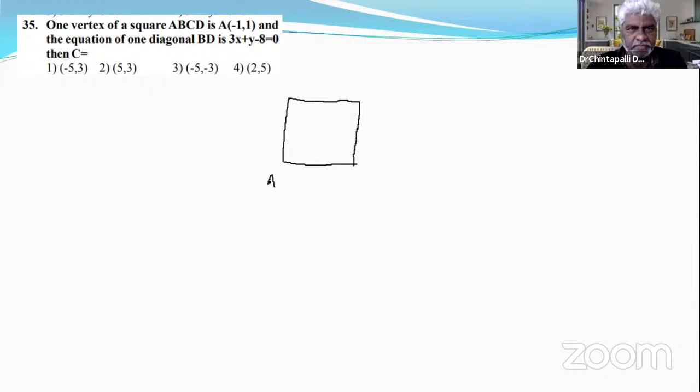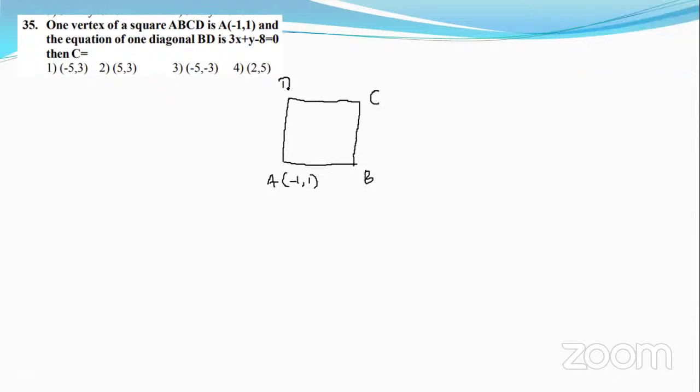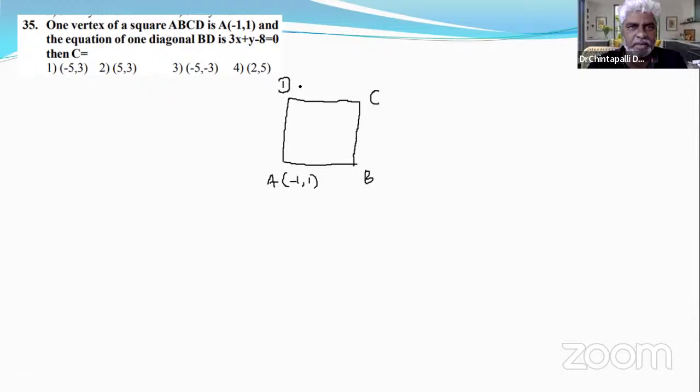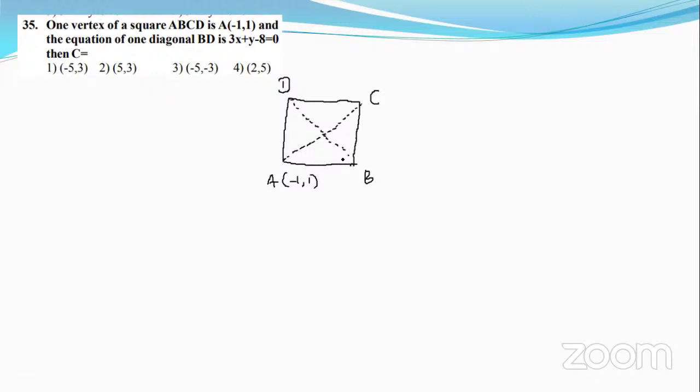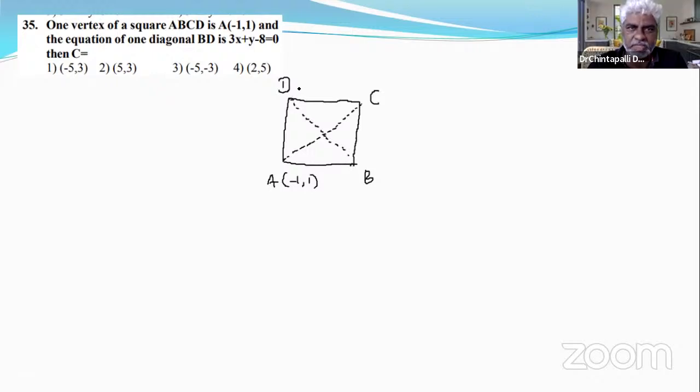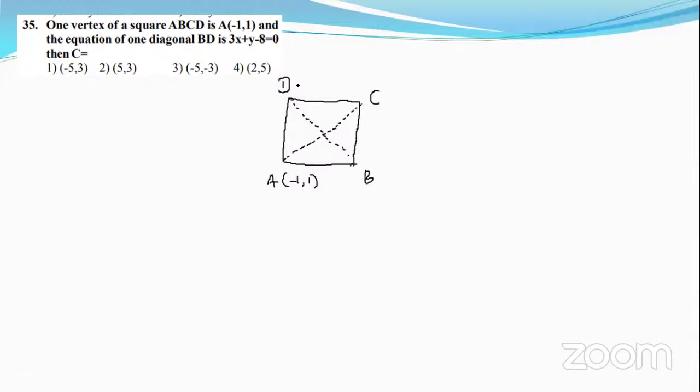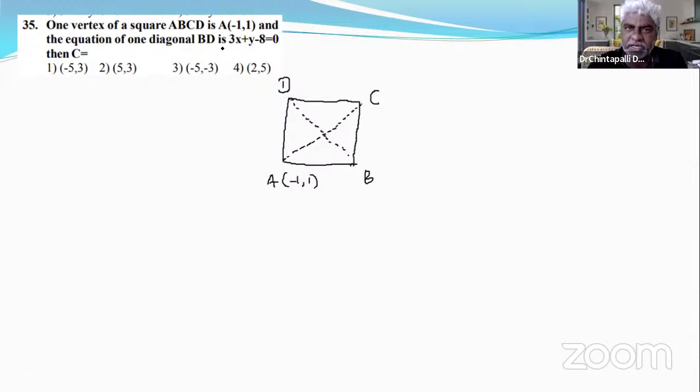A, B, C, D. A is negative 1, 1. The equation of the diagonal BD. Can you tell, it has two diagonals, right? One diagonal is AC, another diagonal is BD. Which diagonal is 3x plus y minus 8 equal to 0? Is it AC or BD?